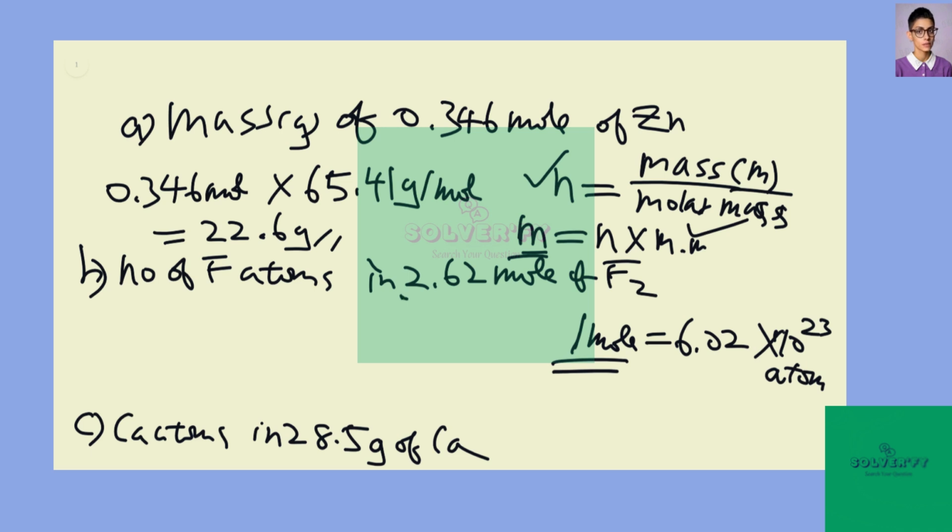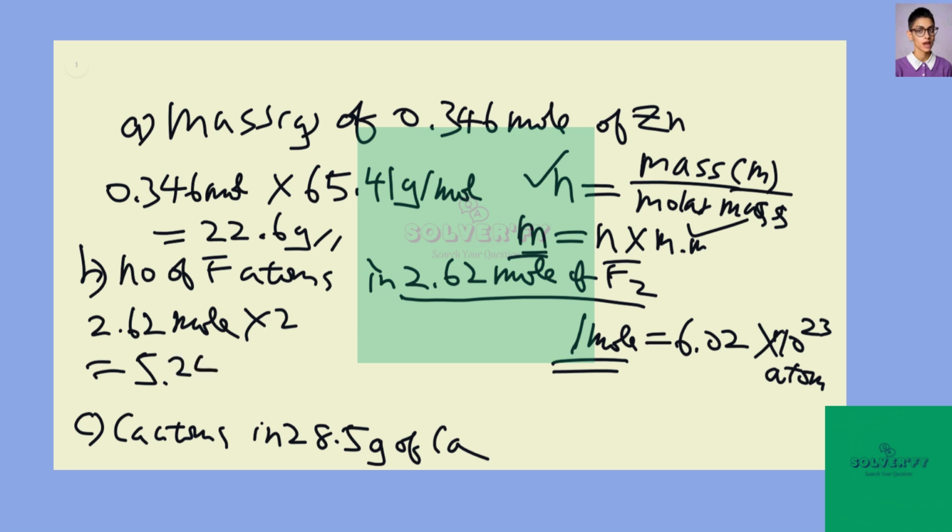We have 2.62 moles of fluorine molecules. Each fluorine molecule has 2 fluorine atoms. So we have to multiply the number of moles by 2 in order to find the actual number of fluorine atoms. Times 2, we have 2.62 times 2, which is 5.24 moles.